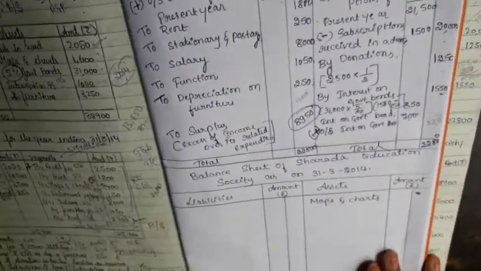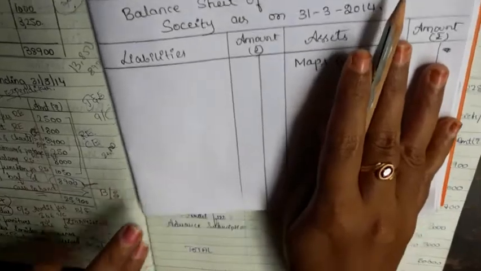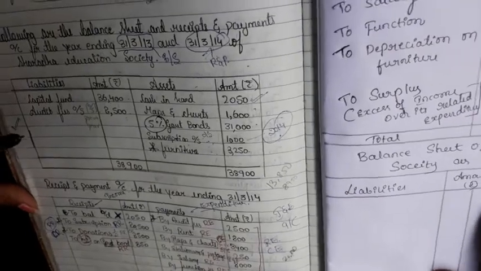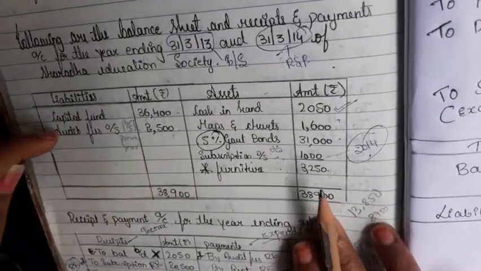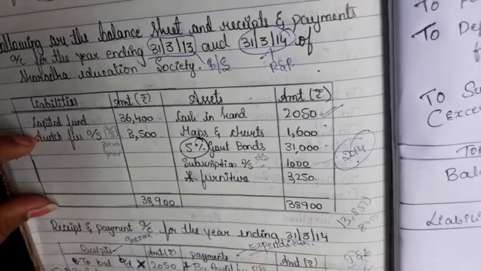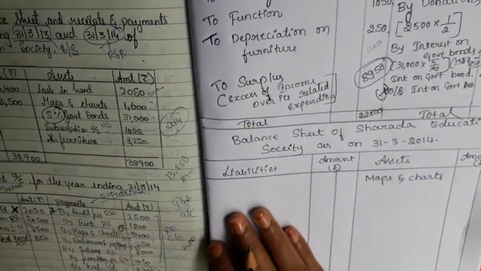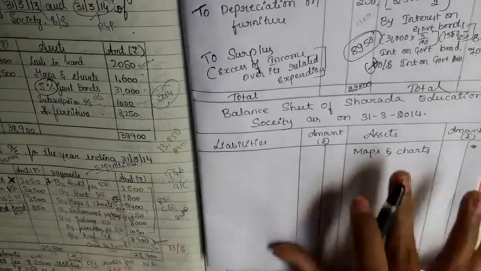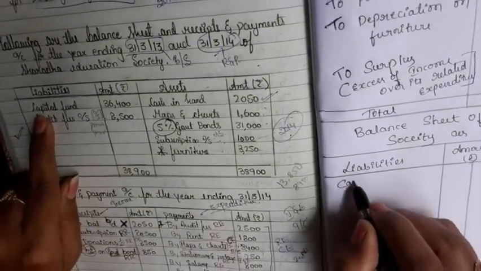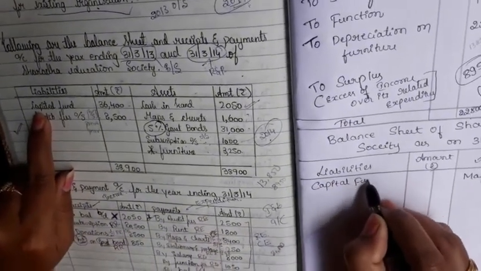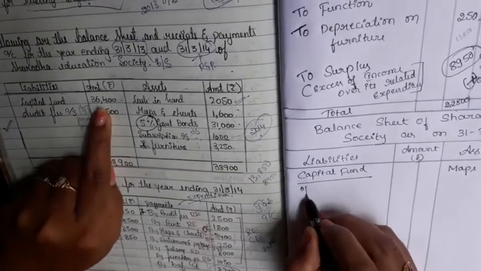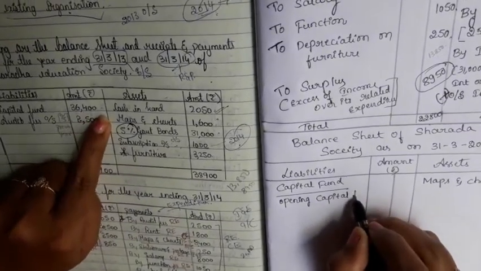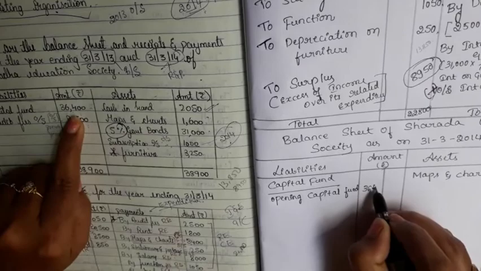Next we need to prepare the balance sheet of Sharada Education Society based on the previous year's balance sheet. They have already given the previous year's balance sheet. With its help, we need to prepare the total values of liabilities and the total balance of assets. First one is capital fund, which is considered as opening capital fund. Opening capital fund is rupees 36,400.